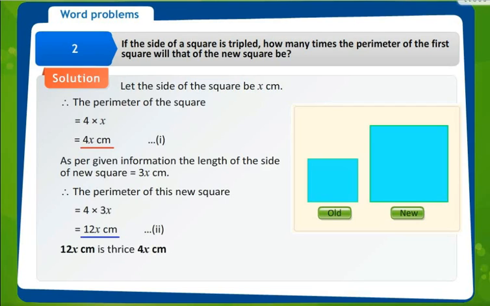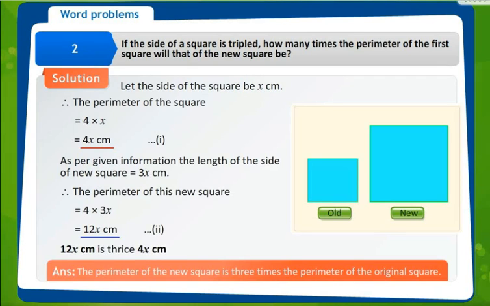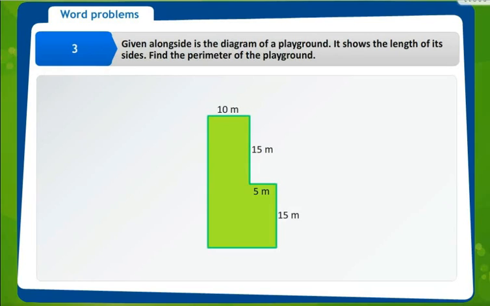This is the perimeter of a new square. So it will be 4 3s are 12x centimeter. Now 12x centimeter is 3 times 4x. You can see 4x, 12x. The perimeter of the new square is 3 times the perimeter of the original square. So when the side is tripled, the perimeter also is being tripled.